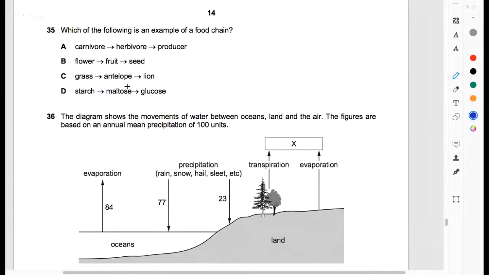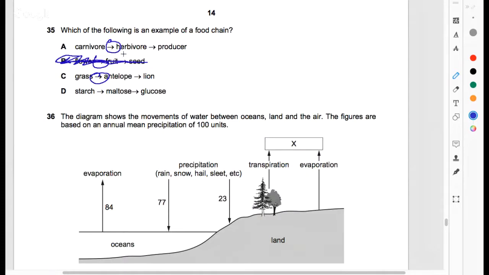Which of the following is an example of a food chain? Carnivore to herbivore to producer, flower to fruit to seed, grass to antelope to lion, starch to maltose to glucose. So remember, these arrows represent transfer of energy in a food chain. Flower to fruit to seed, so that is the developmental process of a flower producing seeds, or a plant producing seeds. That's not a food chain. That's a true process that happens, but it's not a food chain.